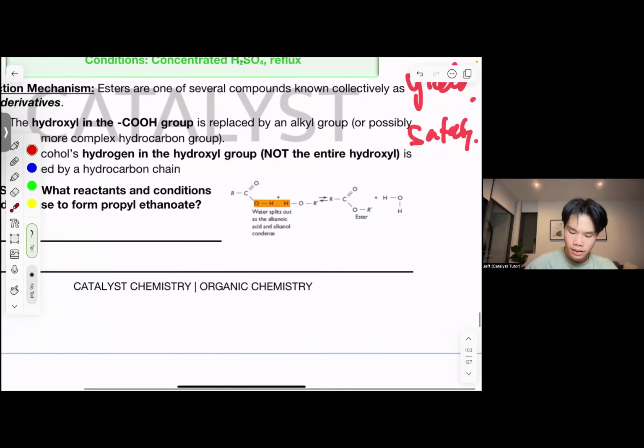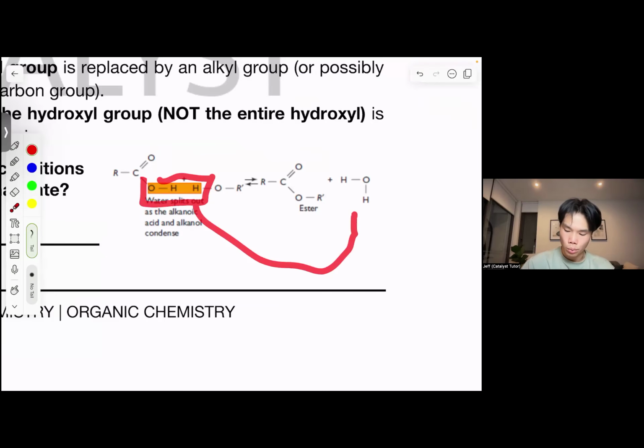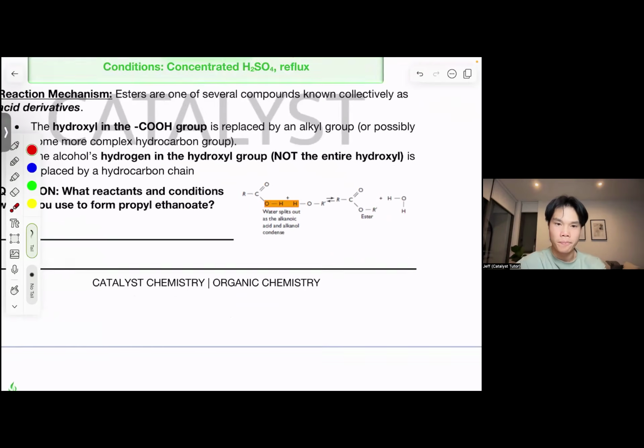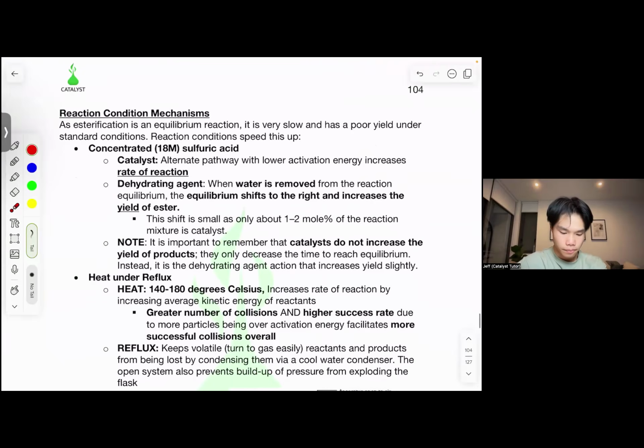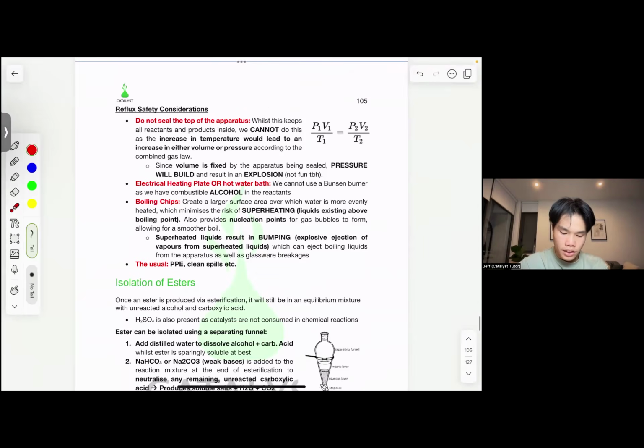Understanding that when you react, it is the OH from the carboxylic acid and the H from the alcohol which will spit out as your water in the end. And then the remnant oxygen on the hydroxyl from the alcohol attaches onto the carboxylic acid and forms your ester. Okay, so those are the reasons, benefits, safety considerations.